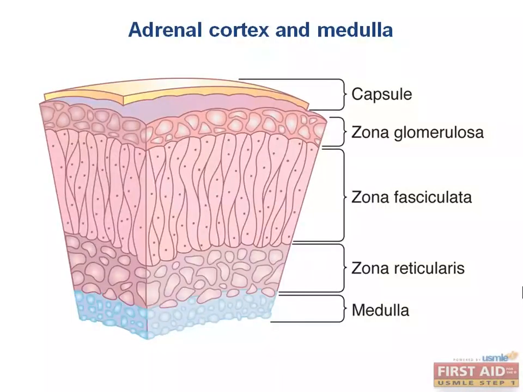We'll start with an in-depth look at the adrenal gland. The adrenal glands sit just above the kidneys and are histologically divided into the outer cortex, which sits just below the capsule, and the inner medulla. Each of these two areas, the outer cortex and the inner medulla, have very different functions.